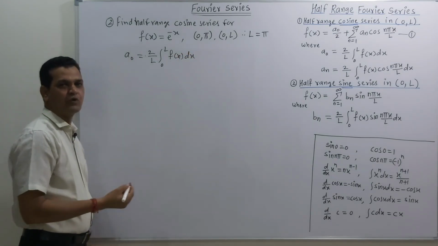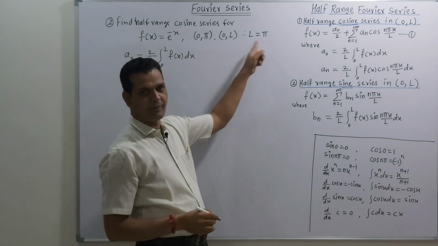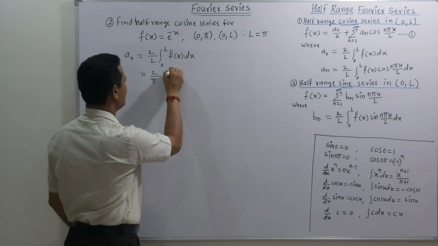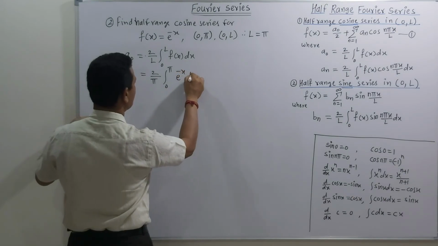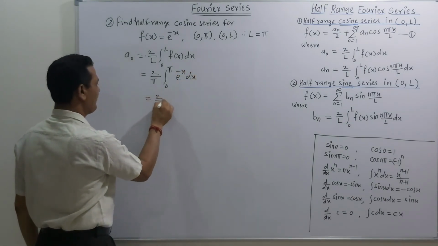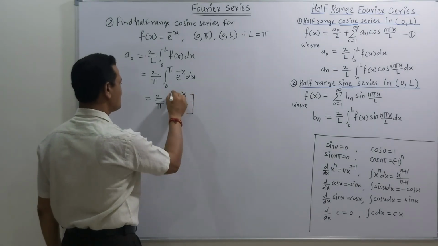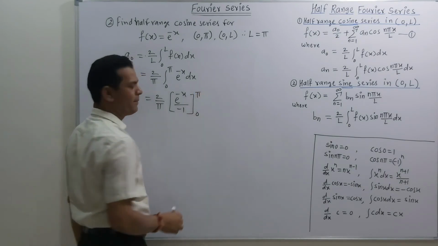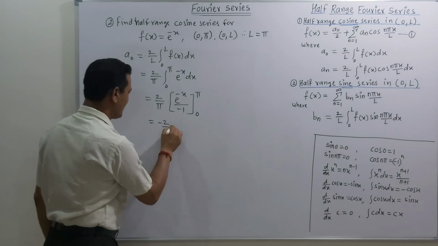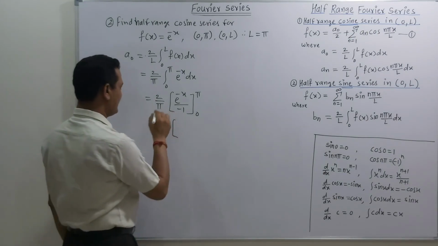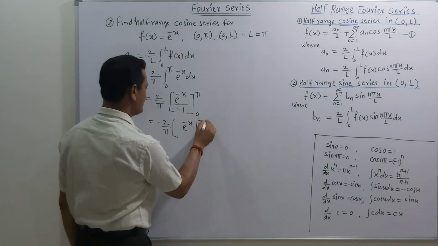Now put the value of l and the value of f of x. We write this as 2 upon pi, since the value of l is pi, integration 0 to pi, then f of x is e raised to minus x into dx. If we find the integration of this term, we get e raised to minus x upon minus 1, with limit 0 to pi. Now take this minus sign common, and we get minus 2 upon pi times e raised to minus x within the limit 0 to pi.